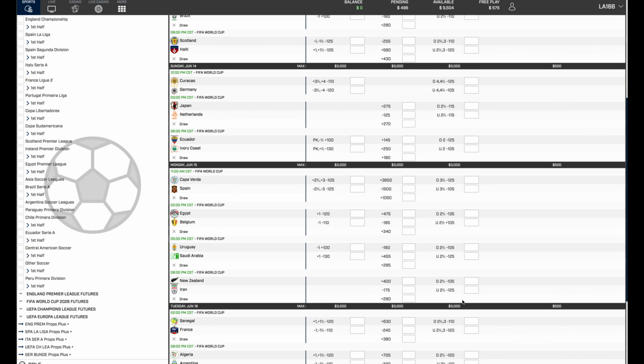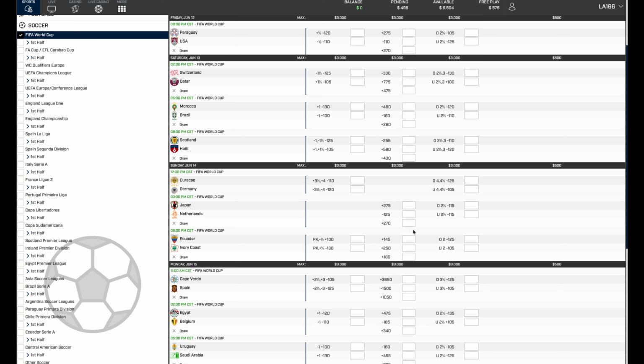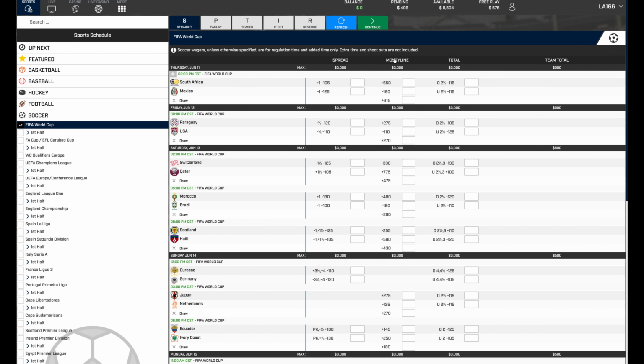It's just odds makers of how they set everything. The next thing that I want to talk about is the money line bets. There's a 3-way bet right here. That's the way soccer bets. It's a 3-way bet, rather than in football, it's a 2-way bet.